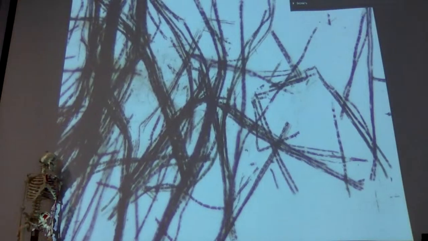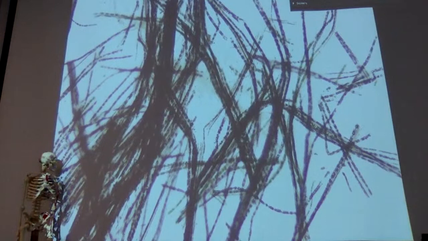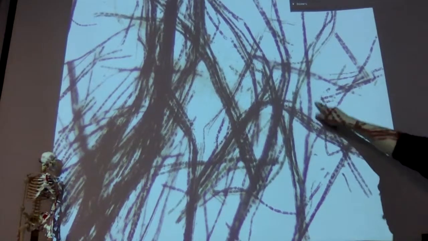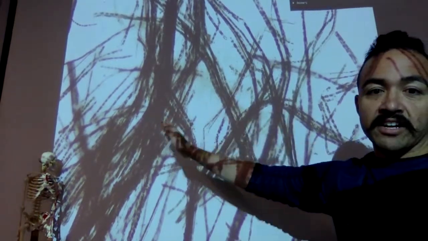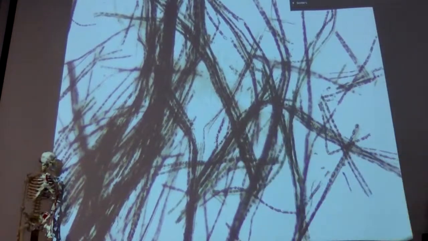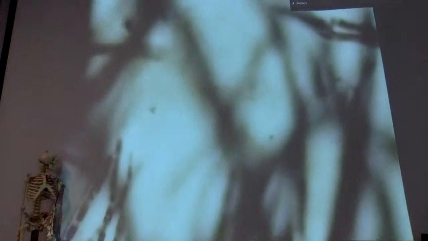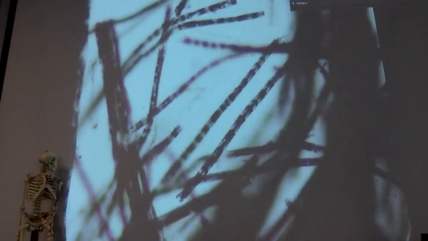All right, here we are at 40x total. You can see individual axons. These are all individual axons. Let's go a little bit closer. Let's go to 100x. I'm going to try to find one that's a little bit separated from the rest. That's good enough.